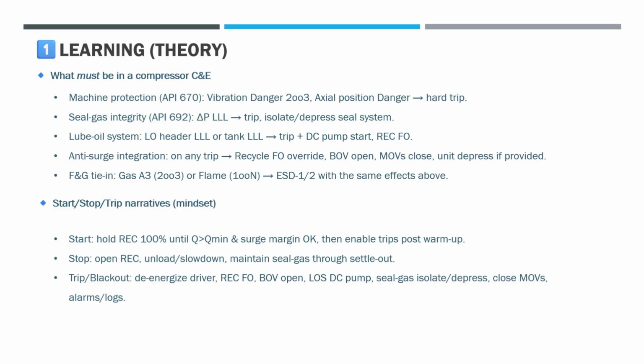Start, stop, and trip narratives. During start, keep recycle 100% open until flow is above minimum and surge margin is okay. Trips are only enabled after warm-up. During stop, open the recycle, unload, and slow down, while keeping seal gas supplied until settle out. During trip or blackout, de-energize the driver, recycle fail open, blow-off valve open, DC pump start, seal gas isolate and depress, and MOVs close, alarms and logs triggered.